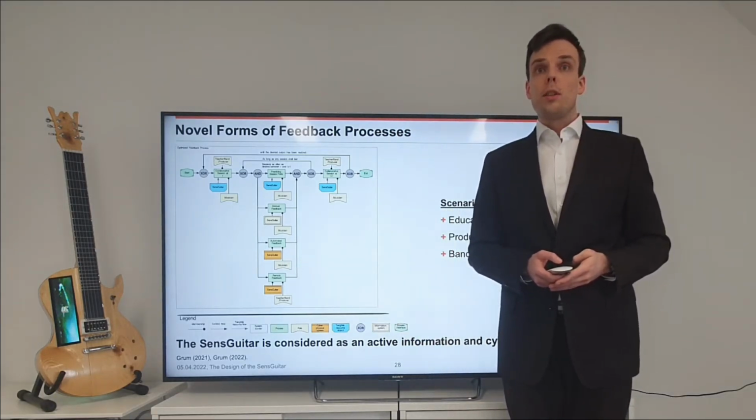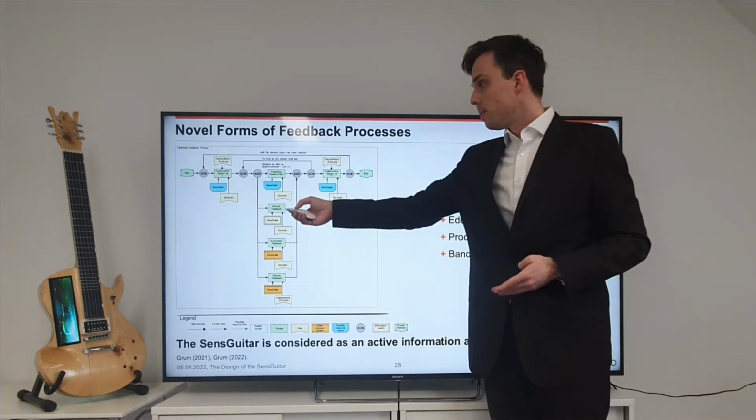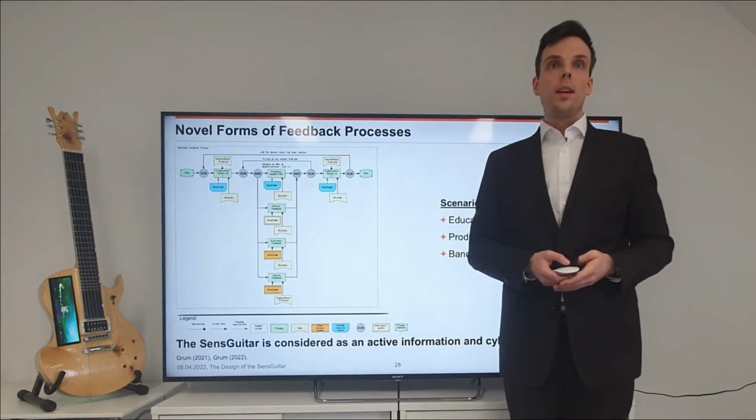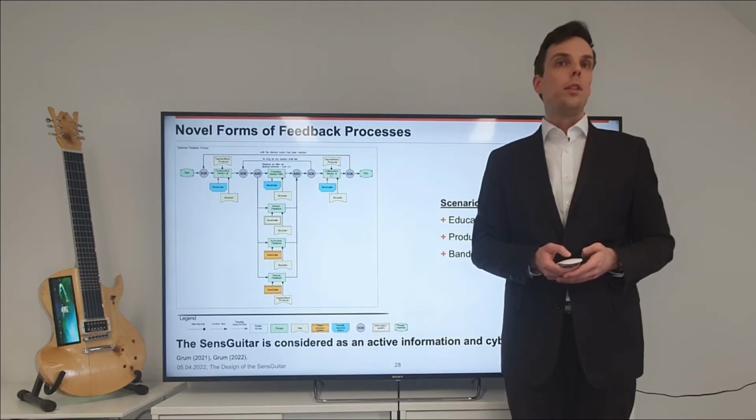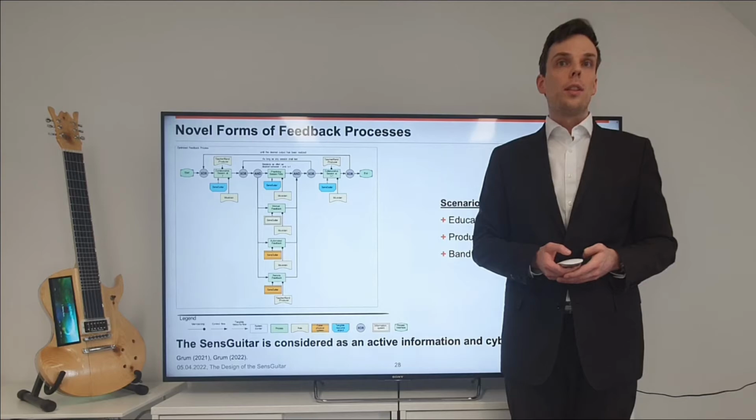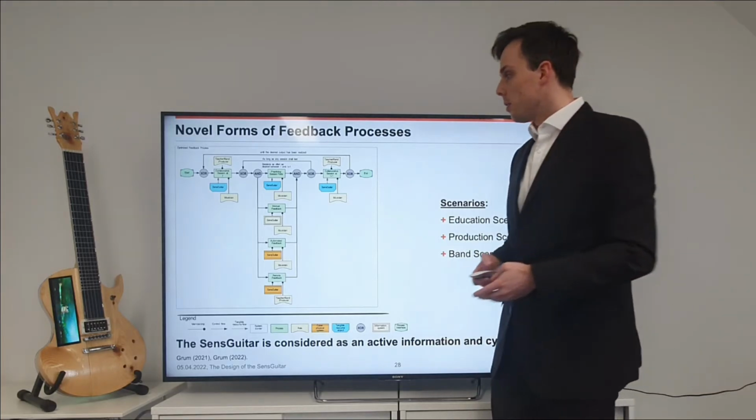First, a process step called manual feedback. Here, the guitarist is enabled by the SensGuitar and novel forms of interactions to manually feedback the current guitar playing. Please remark, the SensGuitar is considered as IT system in this case.